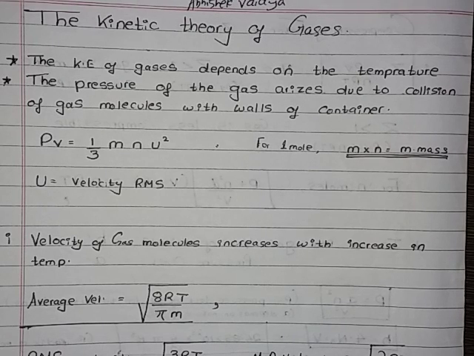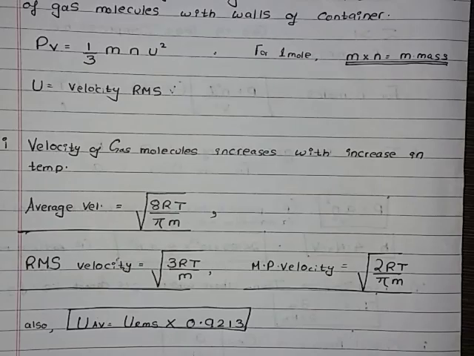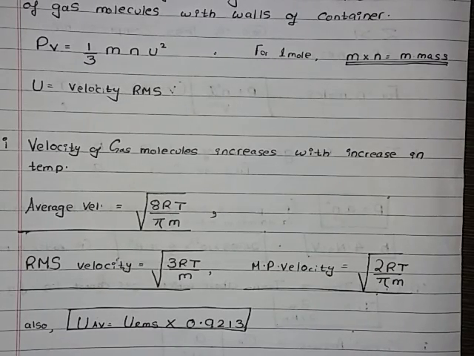Velocity of gas molecules increases with increase in temperature. Okay, so average velocity equals under root of 8RT upon pi m.